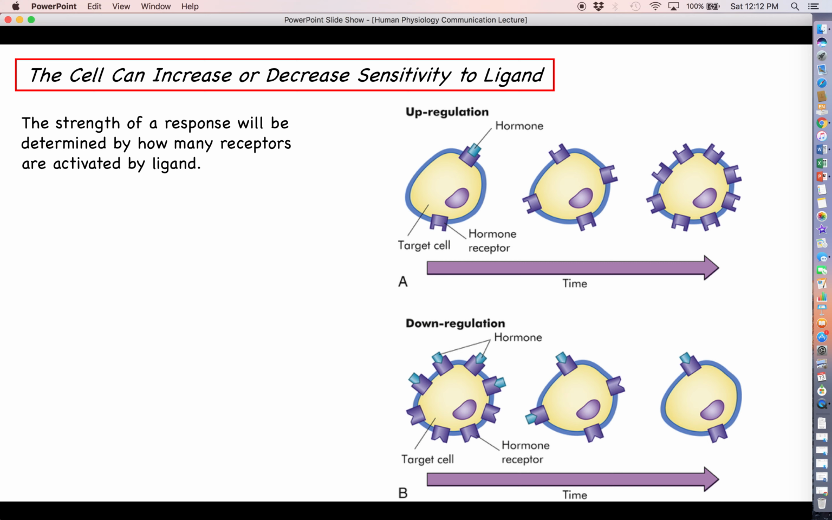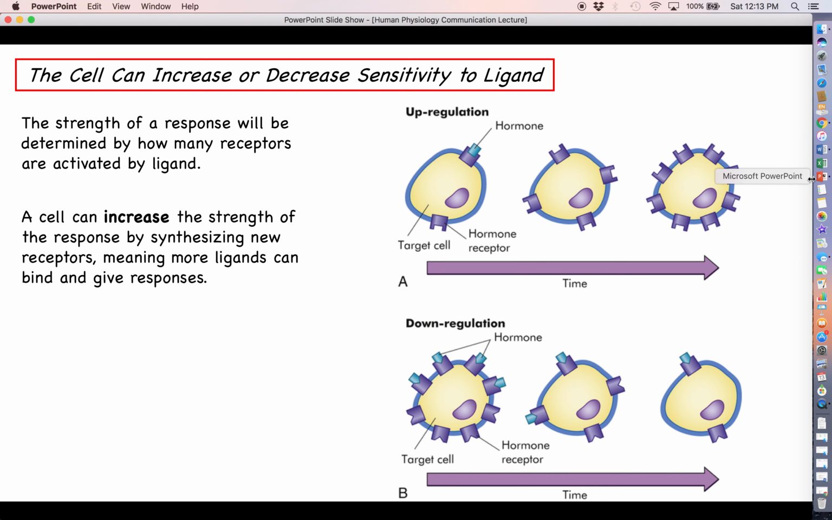If a cell only has one receptor, it doesn't matter if there's billions of ligands in the extracellular fluid, only one ligand is going to be able to bind at a time. So it's going to be how many receptors are capable of binding to a ligand that's going to determine how strong of a response we're going to get. So cells actually have a mechanism for sensitizing themselves or desensitizing themselves to ligand based on how much ligand is available. So the first method of this is called receptor upregulation.